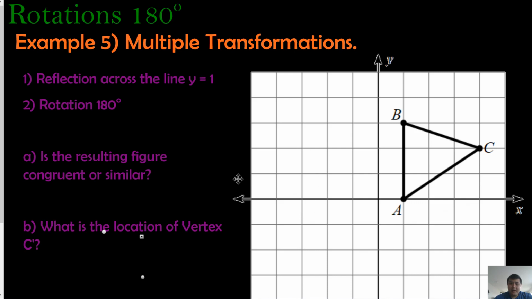Y equals 1, that is a horizontal line like this. Okay, so when we reflect it off that line, each point must be equidistant from it originally. So this is 1 point down from that line. So when we reflect it, it's going to be 1 point up. This is 2 points up, so it's going to be 2 points down, etc. So when we reflect it, we should get an image like this. Then rotating it 180 degrees.